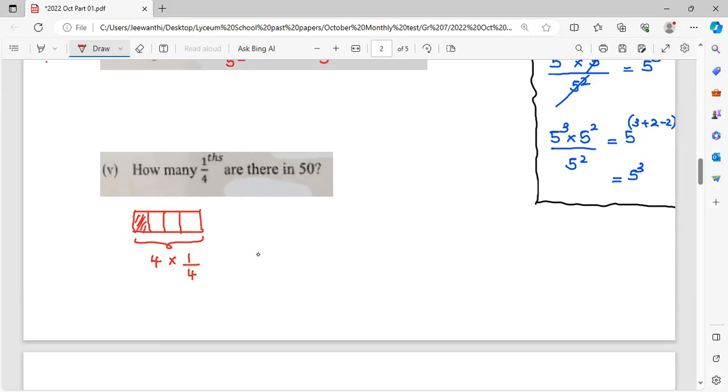4 1/4 are there. So if you have 50, what will happen? The answer will be 4 into 50, which is 200. 200 1/4 are there in 50. In 1, you can find 4 1/4. In 50, you should find 200 1/4.